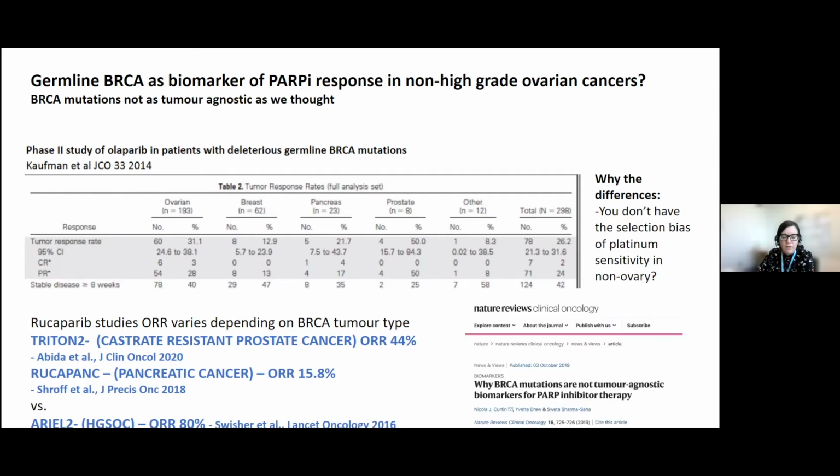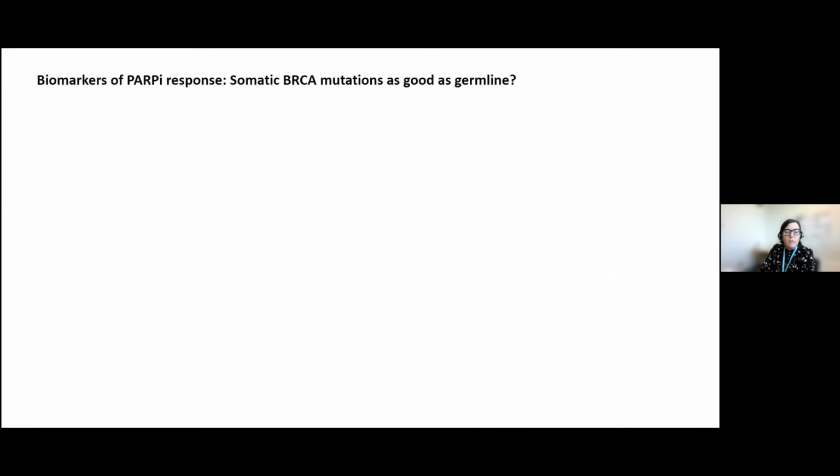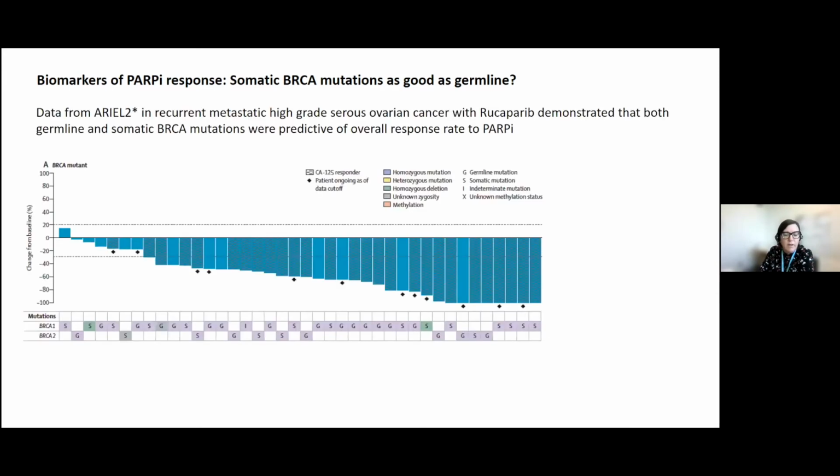This is discussed further in a review that I contributed to that was published 2 years ago, looking at the drivers of response to PARP inhibitors. It may be more key that it's homologous recombination rather than the BRCA mutation itself. So we learned that BRCA was obviously a driver, but did we know that somatic was as good as germline? There are lots of studies now showing that this is the case.